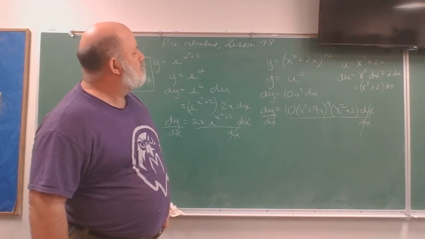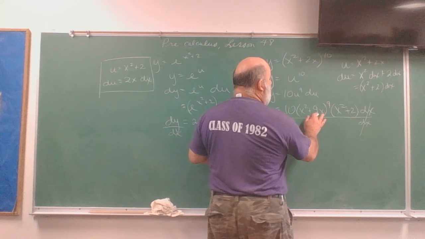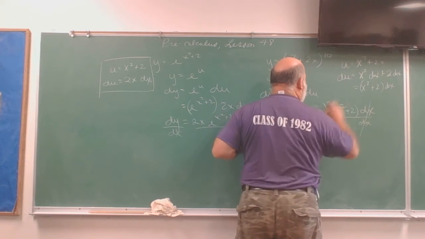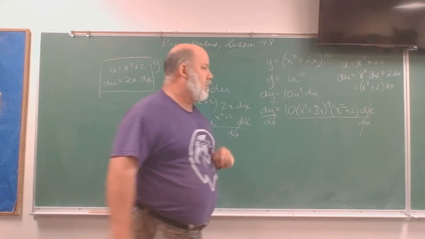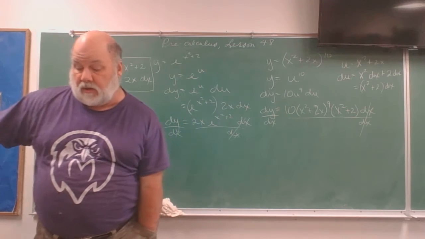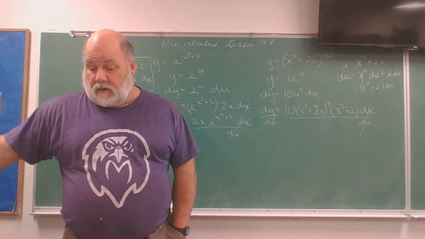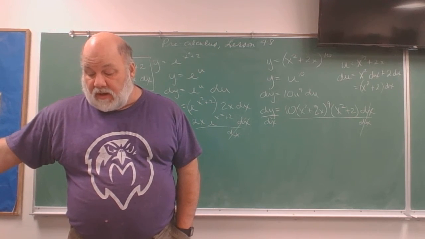I do see a copy error. 10 times the quantity x squared plus 2x to the 9th power times 2x plus 2. And there we have it. Look at 48.2.